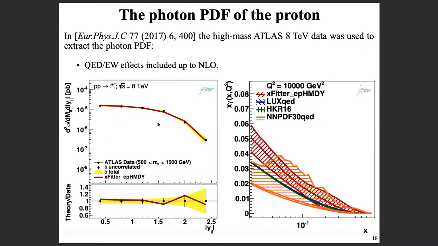And so on the right-hand side, you see a comparison between data and predictions in a bin in invariant mass that is very large, between 500 and 1500 GeV. And you see that the agreement is pretty good, and actually this very good agreement is allowed by the presence of the photon. And on the left-hand side, you see the photon PDF itself at some very large scale as extracted by this determination, which is the reddish curve, as compared to other determinations. So, using this data, people have been able to extract the photon PDF to quite good accuracy.